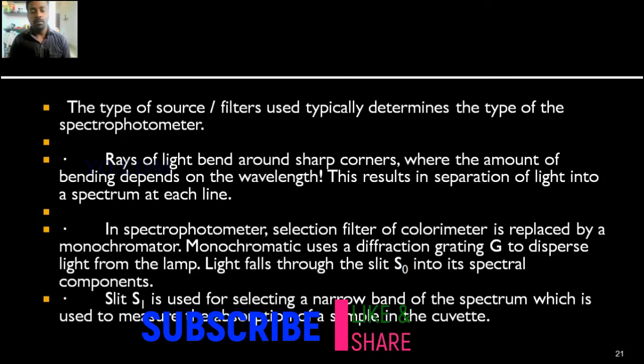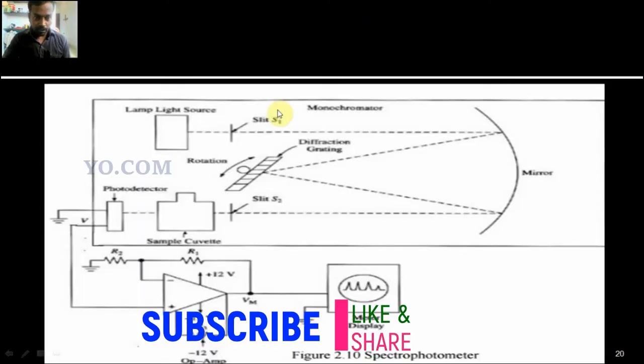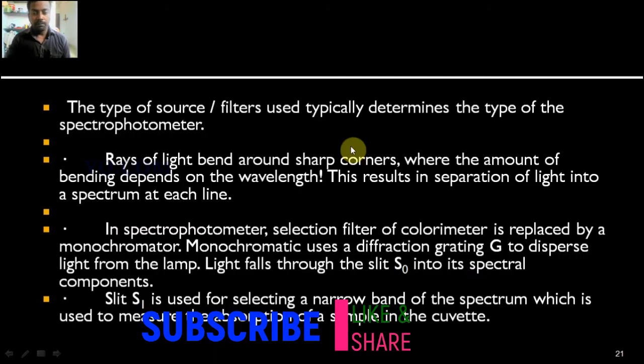Slit means small hole. The slit S1 is used for selecting a narrow band of spectrum, which is used to measure the absorption of the sample in the cavity or the container. So actually we have two slits, S1 and S2, and they produce a very narrow beam.